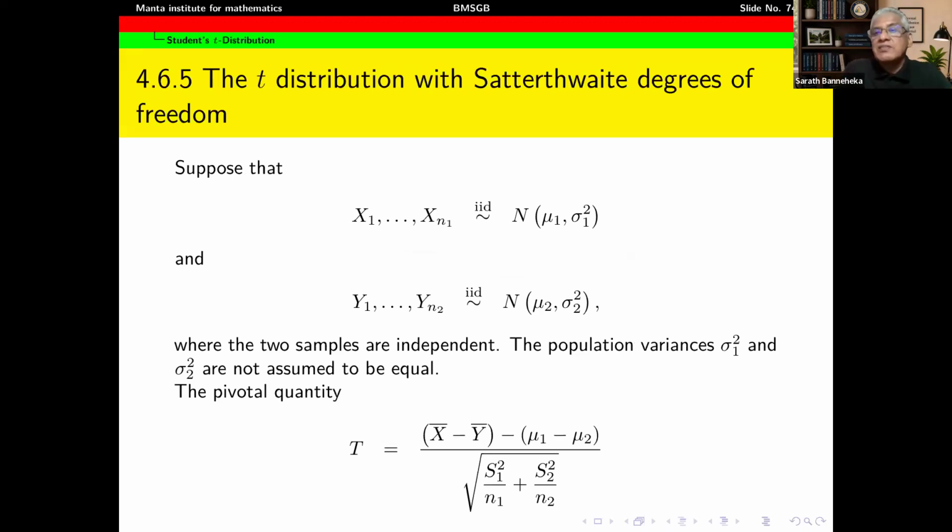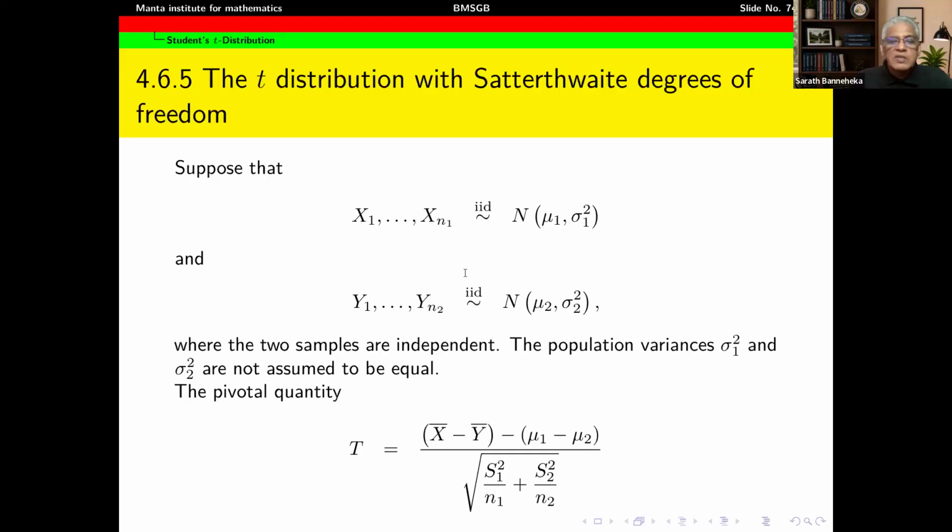Now, that equal variance assumption may not be reasonable in some situations, but we may still be able to assume that our data are coming from normal distributions. So now let us consider that situation. Suppose you have a random sample of size n1 from a normal distribution with mean mu1 and some variance sigma square 1, and another independent random sample, y1 up to yn2, coming from a normal distribution with mean mu2 and some other variance sigma 2 square.